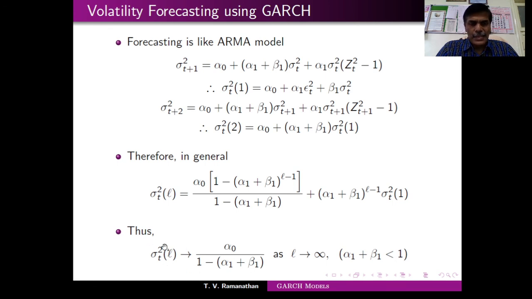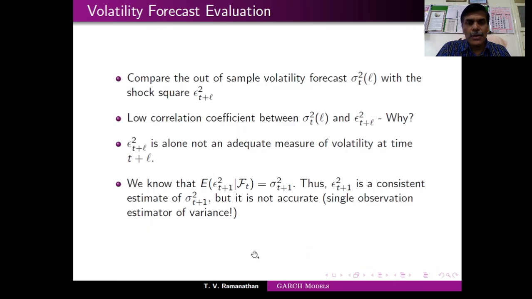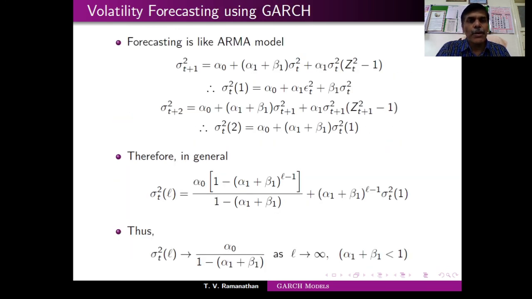So when you start forecasting the volatility, and you are trying to forecast it for very large L, you will be forecasting it by the marginal variance. But for smaller L, you will have different values, where I don't have the alpha naught upon 1 minus alpha 1 plus beta 1. It is different. Whereas here also I don't have it. So as L becomes larger and larger, it converges to this. So this is what the volatility forecasting is all about.